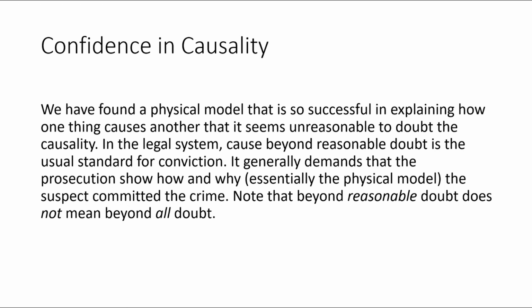And finally, cause beyond reasonable doubt. We have found a physical model that is so successful in explaining how one thing causes another that it seems unreasonable to doubt the causality. In the legal system, cause beyond reasonable doubt is the usual standard for conviction. It generally demands that the prosecution show how and why, essentially the physical model, the suspect committed the crime. Note that beyond reasonable doubt does not mean beyond all doubt.